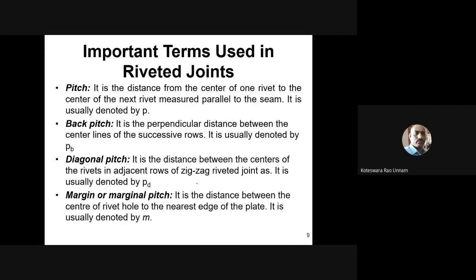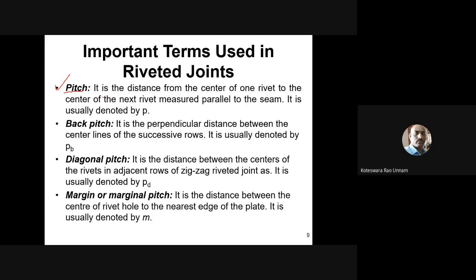Right? Okay, so similarly, we have some more terminology that we are going to use in case of these riveted joints. First, we'll see those terminologies, then we'll move on to the actual design procedure of a joint. So, the first one is pitch.